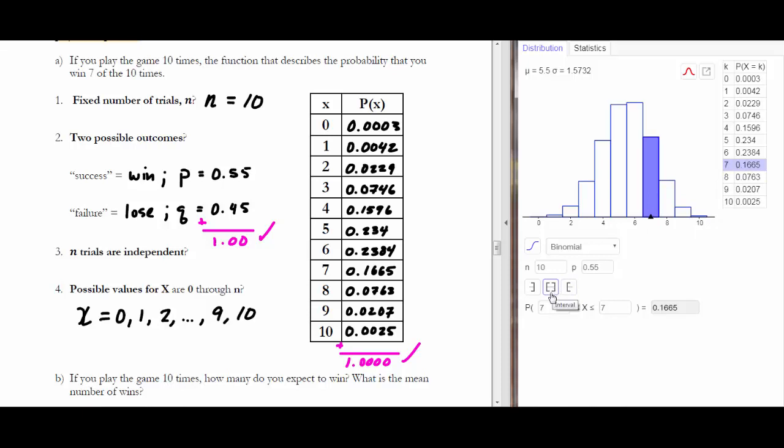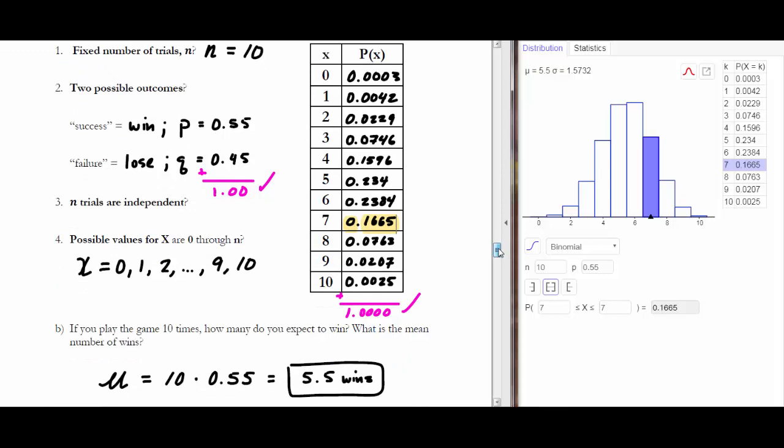Okay, so if it does work out, great, then we'll grab the double bracket there and place 7 for both, and that pinpoints 7. You don't really need to do that anyway, I just want to show you that it can happen, it's sometimes a little finicky. But here, just point out that the probability at 7, 0.1665, is the probability if you have only 7 wins out of the 10 attempts.